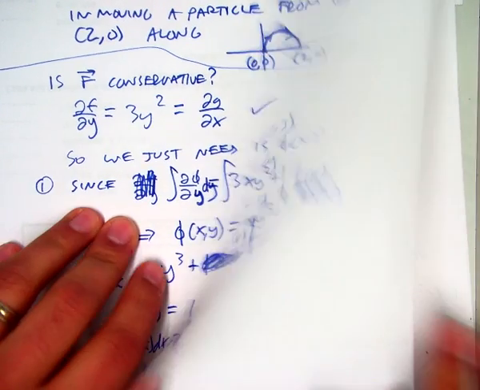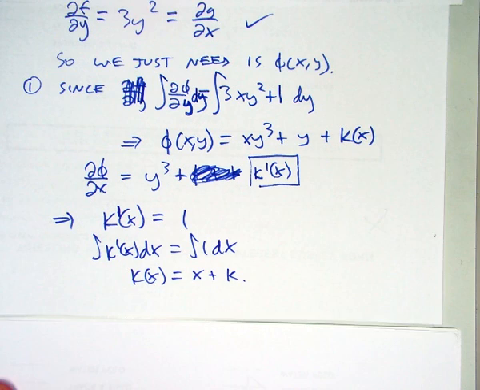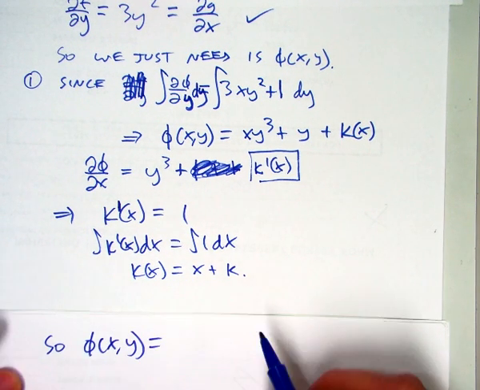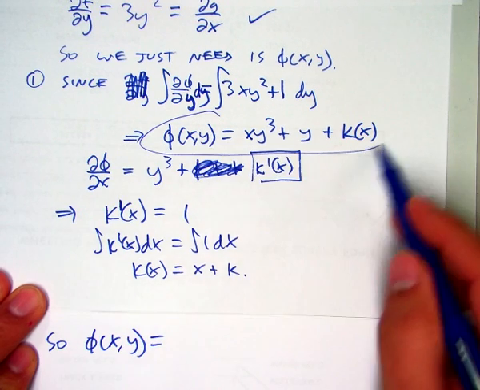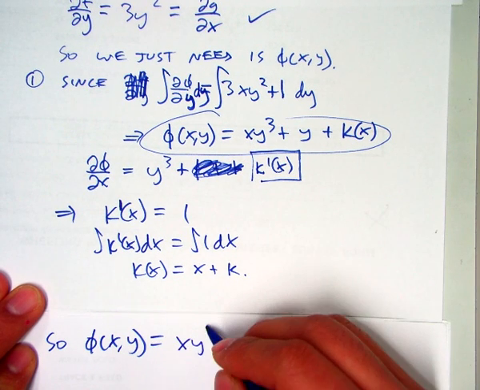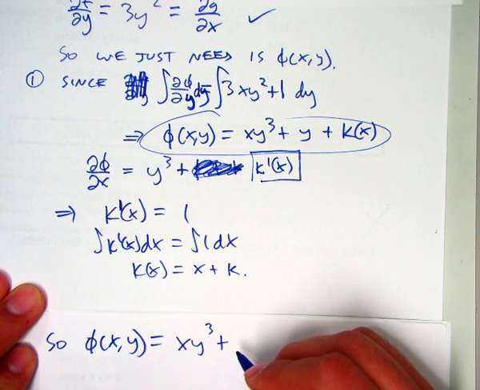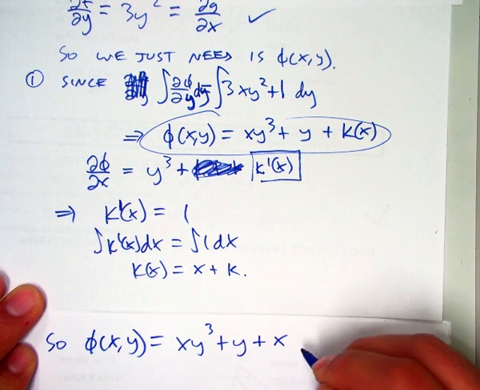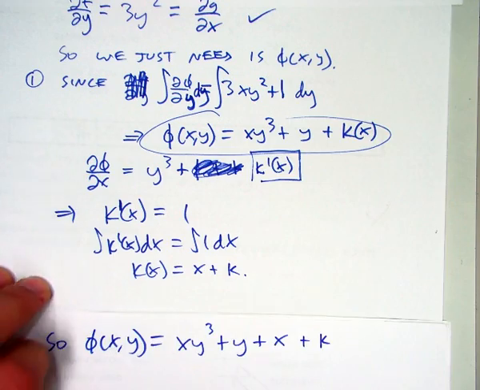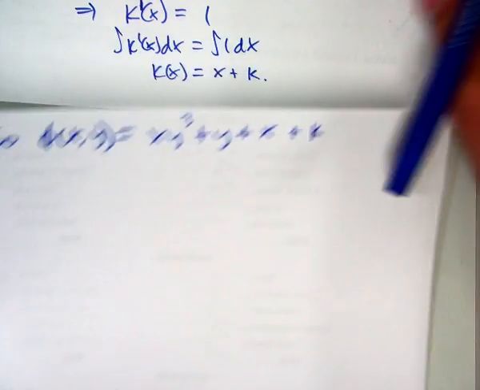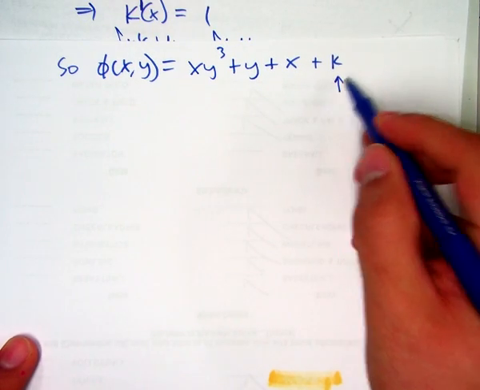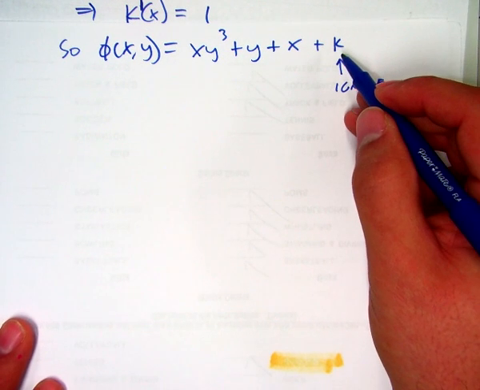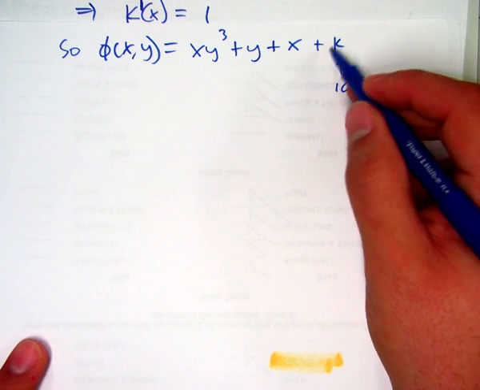So the potential function that we're looking for, make sure you go back to the first one, we have xy cubed plus y plus x plus maybe this other constant. Now, the nice thing about this, if I ask you to find the potential function, this needs to be there. But when we're actually evaluating the line integral, you understand that this will go away, right?